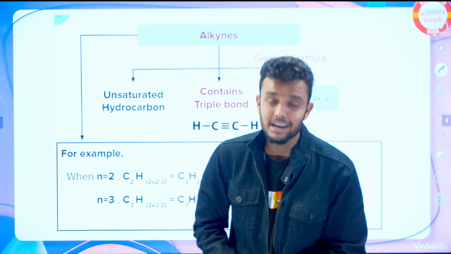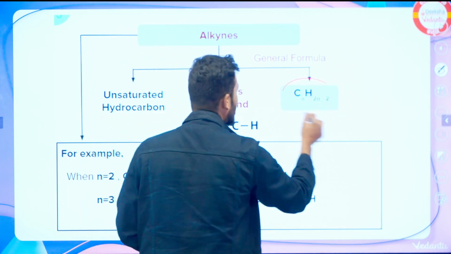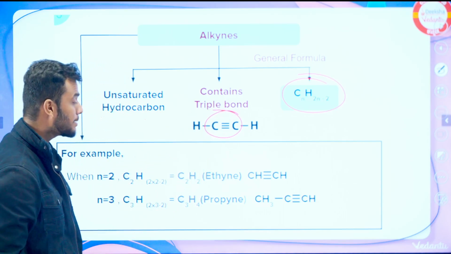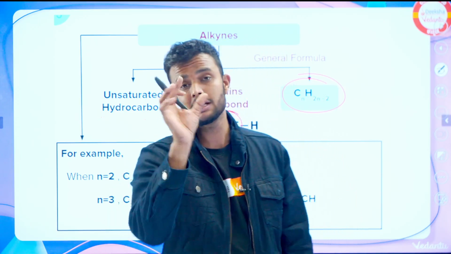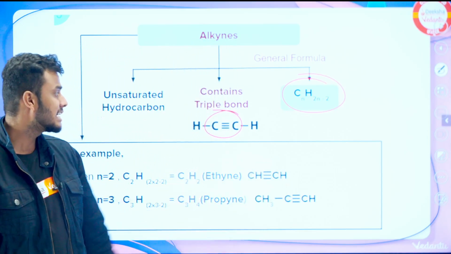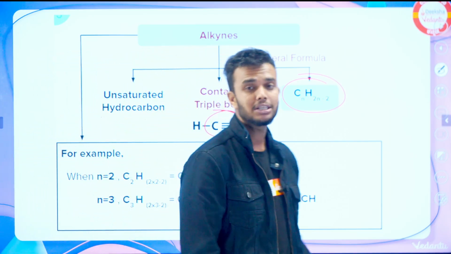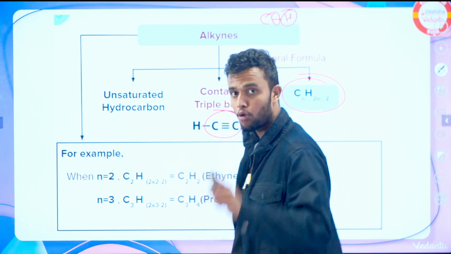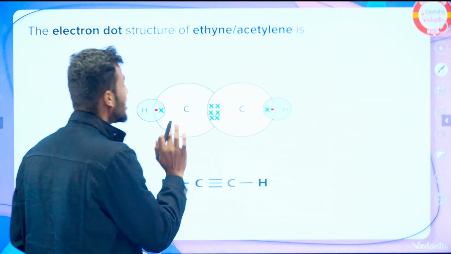Alkynes are unsaturated hydrocarbons containing a triple bond. Their general formula is CnH2n-2. Right, students? For example, ethyne, propyne. Here one important point is there. Alkene and alkyne never exist with a single carbon. That is, methene and methyne molecules never exist. But why? Because carbon forms only a single bond with hydrogen. Why? Hydrogen has only one valence electron. That's all. This is about a few examples, and this is an electron dot structure.